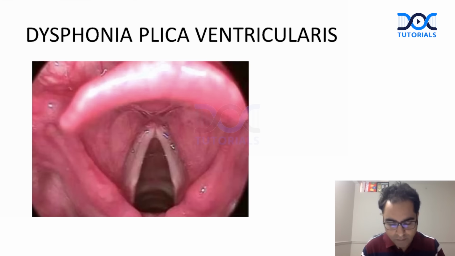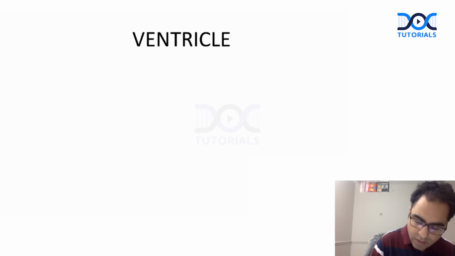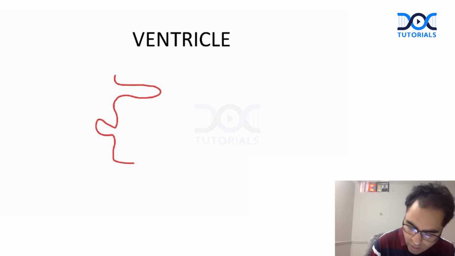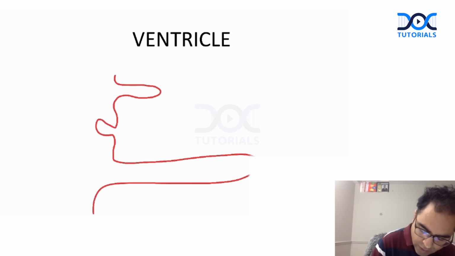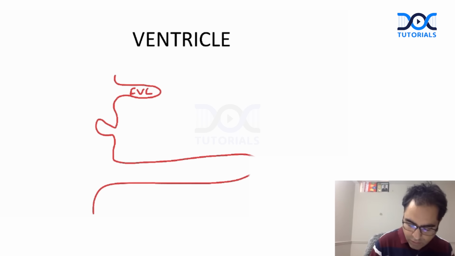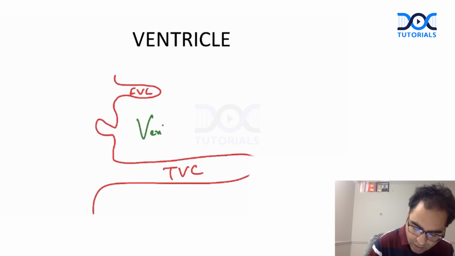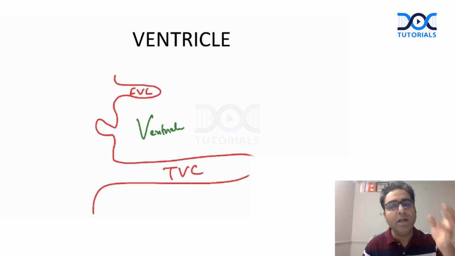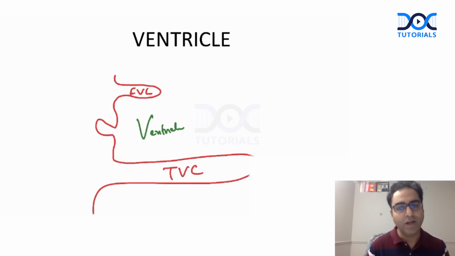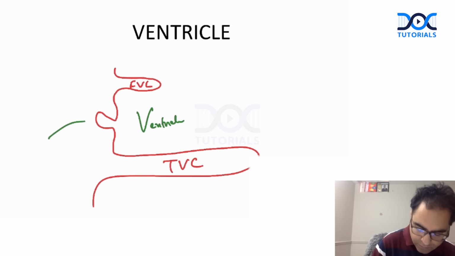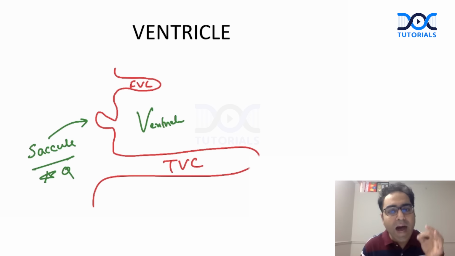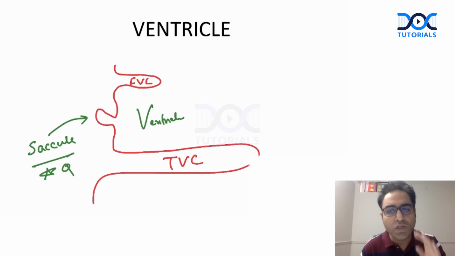Now, what is the ventricle? Please see, this is your false vocal cord, the smaller one. This is your true vocal cord. So this is your FVC, false vocal cord. This is your TVC, true vocal cord, and then the V. V is ventricle. It is the space between the true vocal cord and the false vocal cord. Don't forget the saccule, a very famous question. Saccule is a mucosal outpouching from the ventricle. Everybody has a saccule.